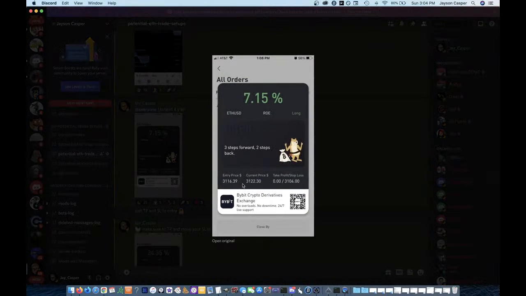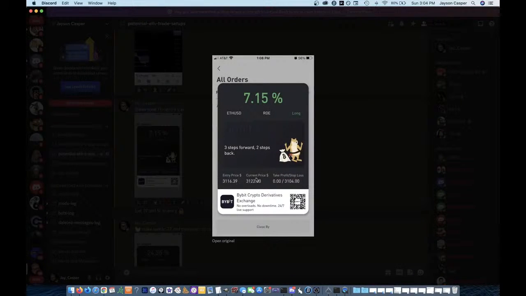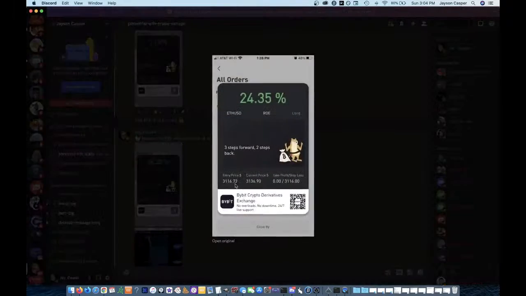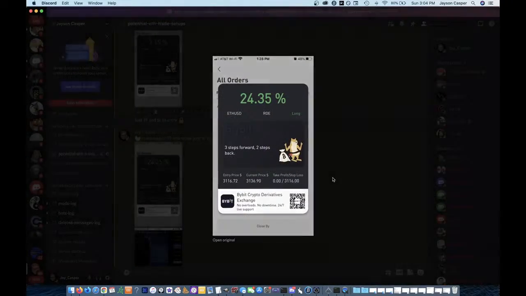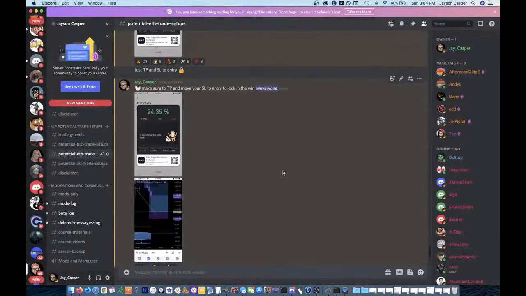And as soon as I entered the trade, I got a nice little bounce. Actually, this was an interesting situation because we got a bounce. I moved the stop loss to the entry. I got stopped out, but then I jumped right back in at the same exact entry. You can see the first time I entered it was 3,116.39. The second time I entered it was 3,116.72. But again, I take some profit out, move the stop loss to the entry, and we're on our way.